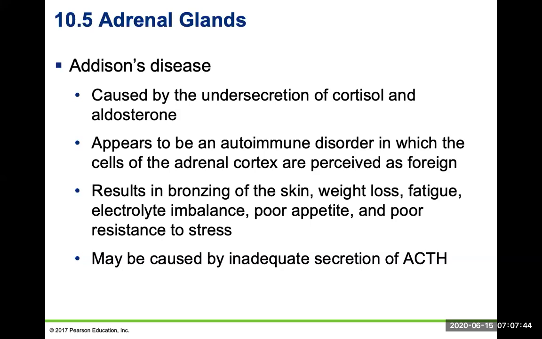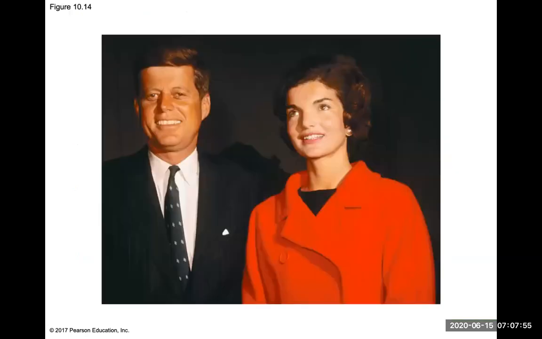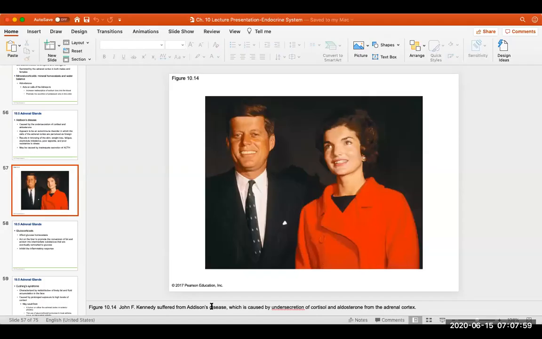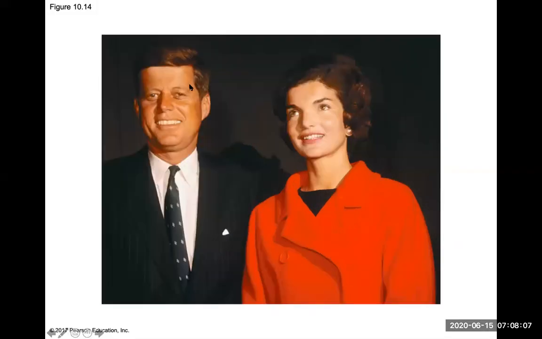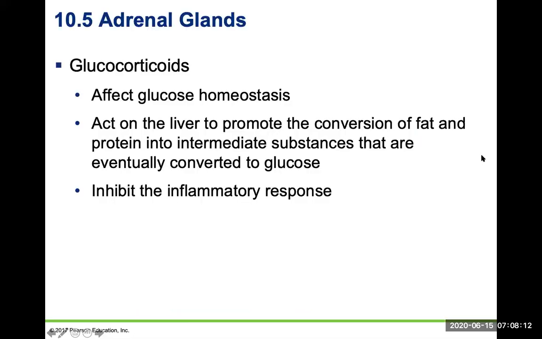It appears to be an autoimmune disorder, and the results are bronzing of your skin, weight loss, fatigue, electrolyte imbalance, poor appetite, and poor resistance. So here's a look at these people. John F. Kennedy suffered from Addison's disease, which caused an undersecretion of cortisol and aldosterone from the adrenal cortex. You can see for yourself if he has a more bronzing appearance, or maybe he was just tanning, I'm not sure.